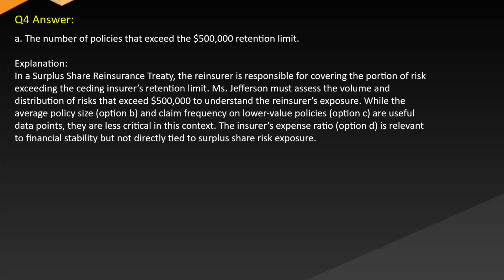exposure, while the average policy size, option B, and claim frequency on lower value policies, option C, are useful data points, they are less critical in this context. The insurer's expense ratio, option D, is relevant to financial stability but not directly tied to surplus share risk exposure.